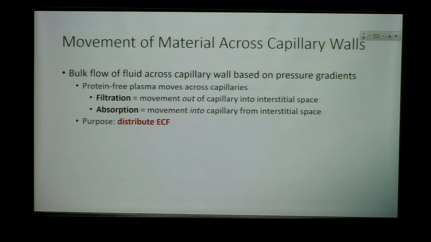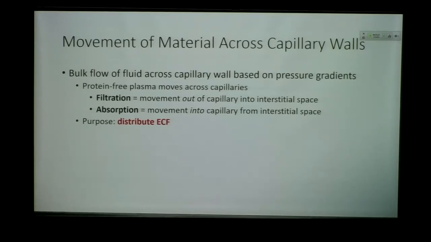Now, when we spoke about bulk flow so far in the course, we were looking at bulk flow in the context of our overall circulation, right? Our overall physiology. But we can also look at bulk flow in the context of movement of fluid across the capillary wall, okay? And so the flow of fluid from the capillary over into the interstitial space and vice versa is governed by that same pressure gradient that we spoke about.